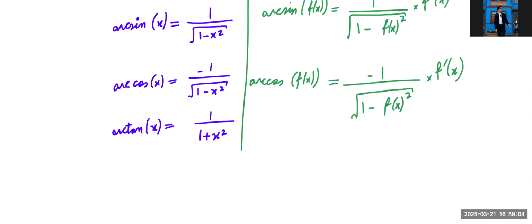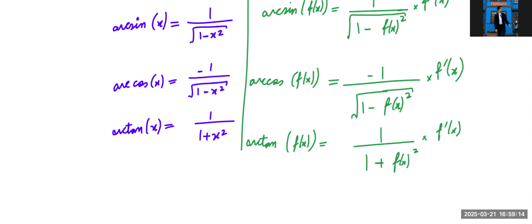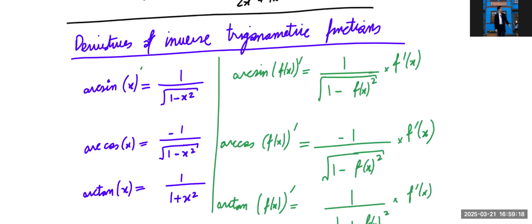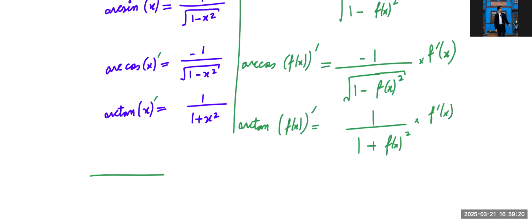And the arc tangent of f of x would simply be 1 over 1 plus the square of the inside, but remember to multiply by the derivative of the inside. Remember, these are derivatives that I'm trying to calculate, so kind of misleading writing it equal, but yeah. These are the derivatives of inverse trigonometric functions.